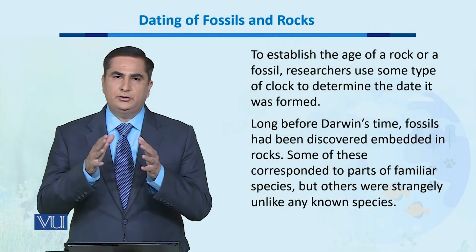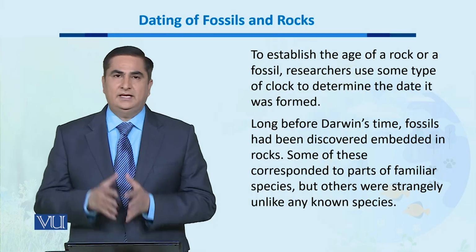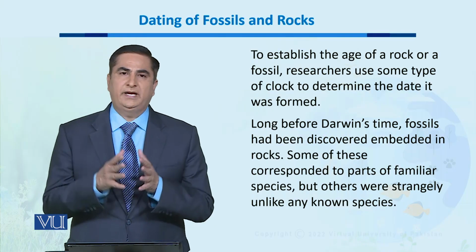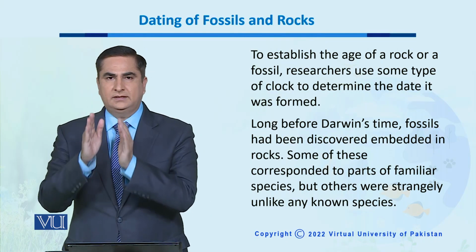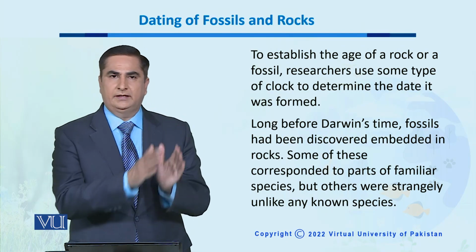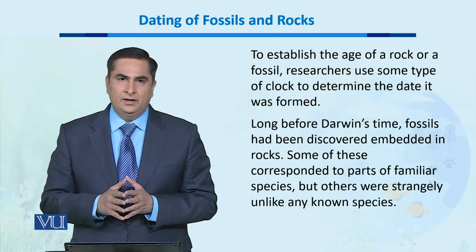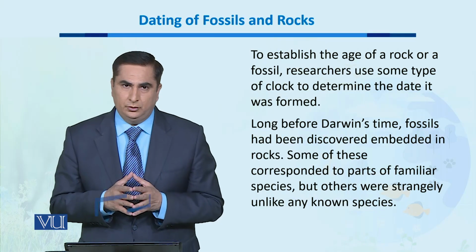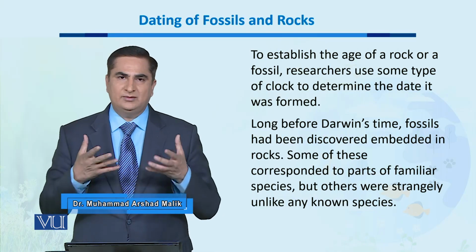Dear students, in this unit we will talk about how the dating of fossils and rocks takes place, which means how do we know that a certain type of fossils were present in a specific time, like 1 billion years ago or 2 billion years ago or a certain million years ago. The same is about the rocks. So how do scientists measure them?